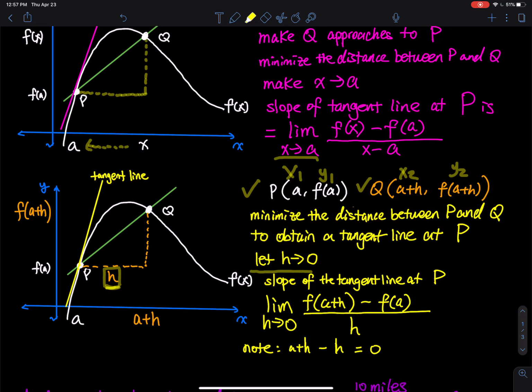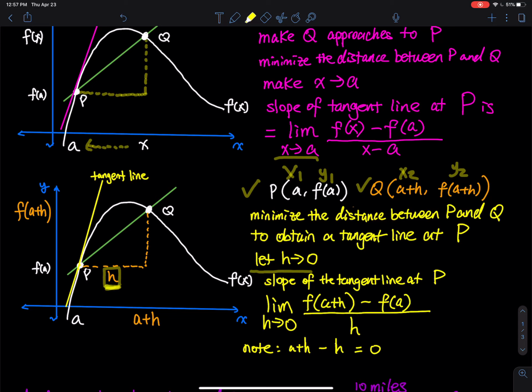So when H goes to 0, then this H is minimized. Then point Q will just shift to point P. So therefore, we start with 2 points on the secant line, the green line, point P and point Q. After you minimize the distance H, the point Q will just shift to point P. So we just make a secant line become a tangent line as long as you let H go to 0. And then after that, we have a tangent line, right?